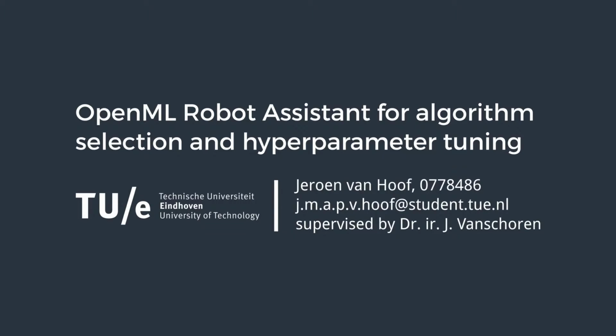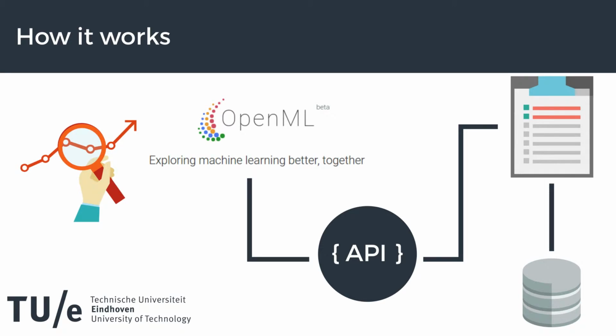In this presentation I will talk about the robot assistant I'm working on that uses automated learning techniques to find good models for running experiments on a variety of tasks such that others can reproduce and improve on these experiments. This is how it works.